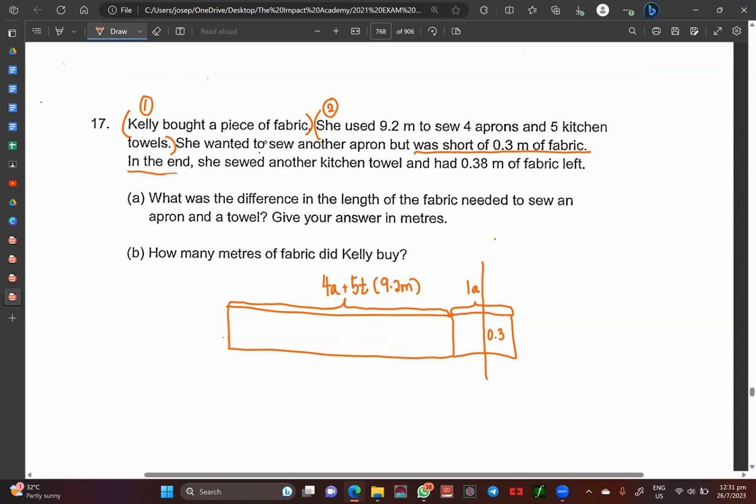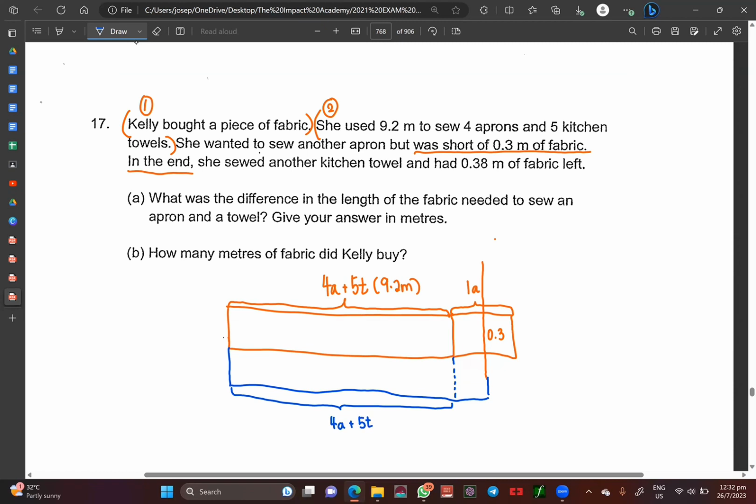Okay, now in the end, she sewed another kitchen towel and had 0.38 meters of fabric left. So now she has changed her mind. She thought, you know what? It'll be better if I sew another kitchen towel because I do not have enough for an apron. So you know that whatever is over here is still my 4A plus 5T.